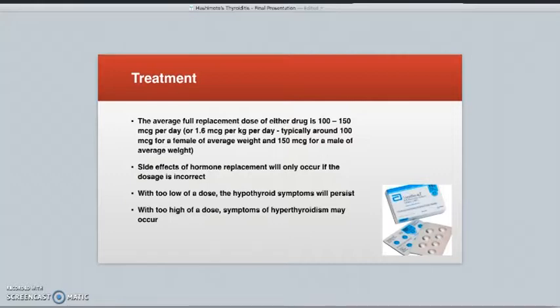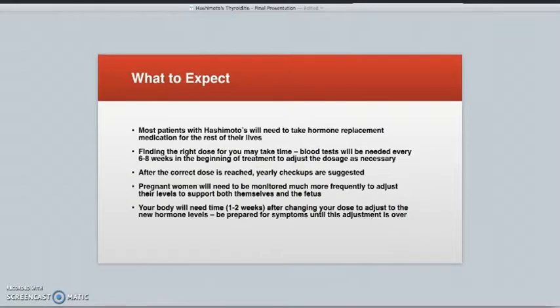What to expect? Most patients with Hashimoto's will have to take this hormone replacement medication for the rest of their lives. The thyroid will not get better. There is no thyroid transplant yet. It will continue to get worse. It will continue to fail until eventually it will stop altogether. Hopefully, most patients will recognize their symptoms and will seek treatment long before this happens. And it's a pill once a day. As long as you keep an eye on your dosage, as it shifts throughout your life, you'll be fine.